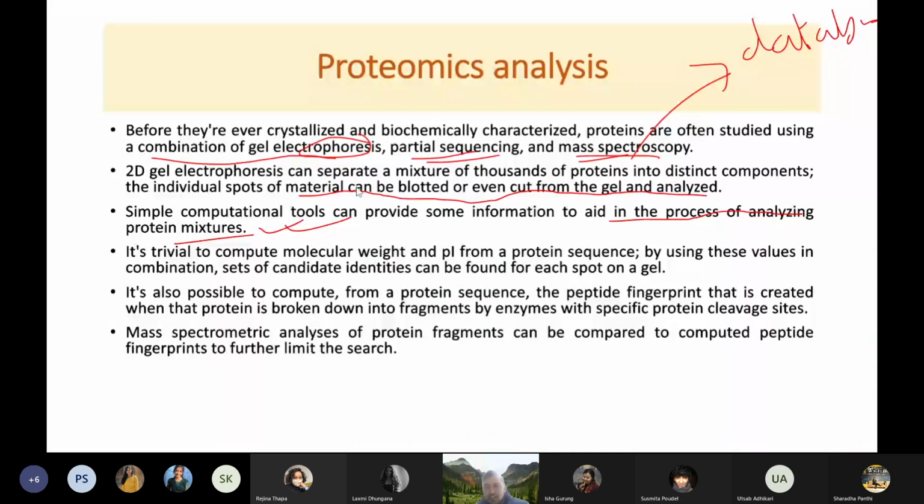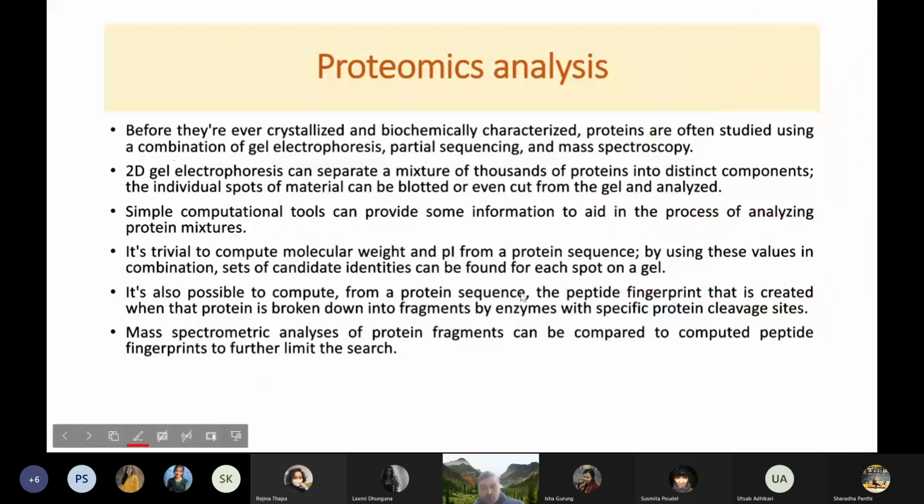We can identify the molecular weight and isoelectric point of the protein sequence, right? All these things we can identify. And it is also possible to compute from the protein sequence the peptide fragments that are created. Now, when doing MS spectroscopy, which fragments are generated, we can determine that too, as the protein is broken down into fragments by an enzyme with specific protein cleavage sites. All that kind of information can be generated into databases for proteomics analysis.